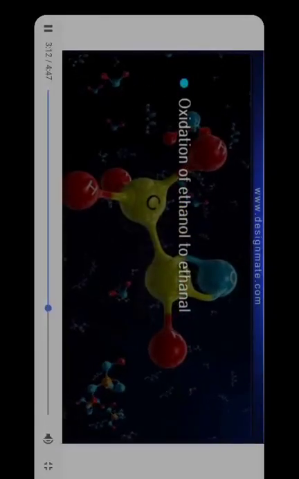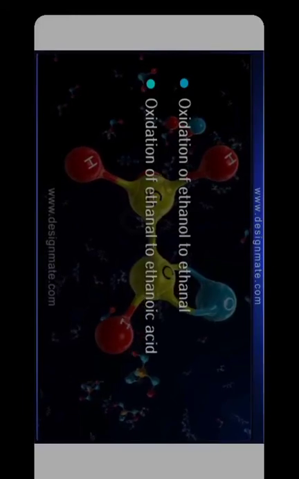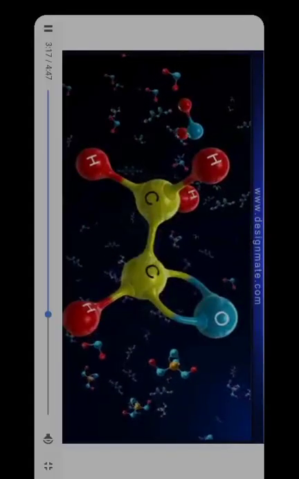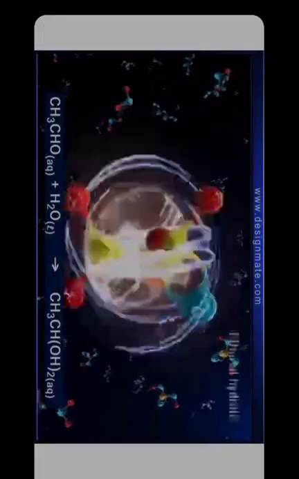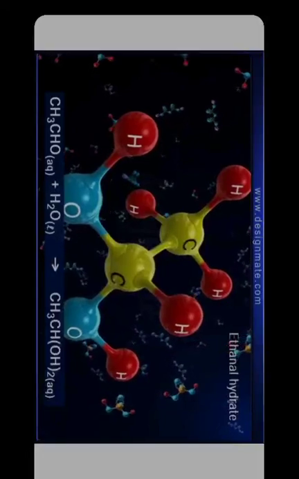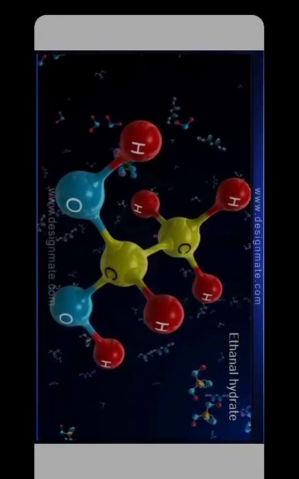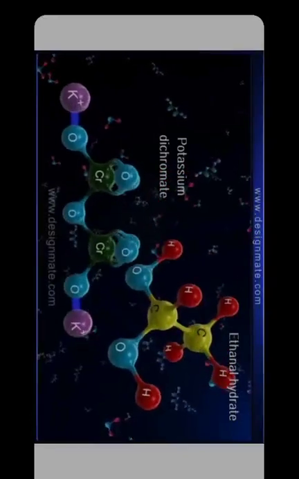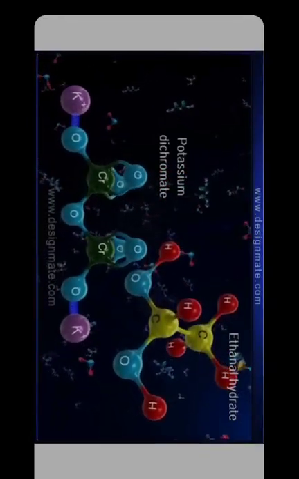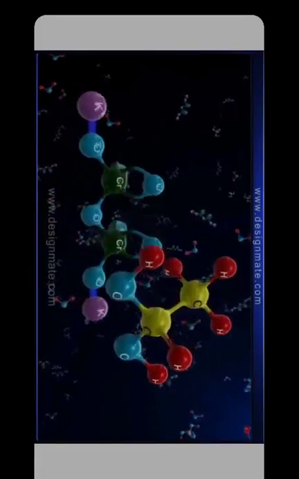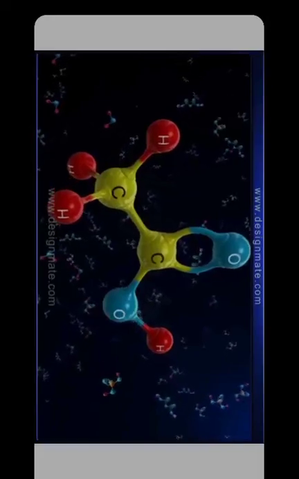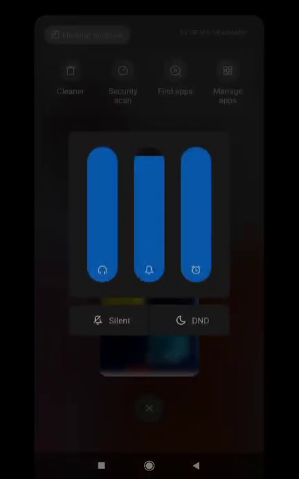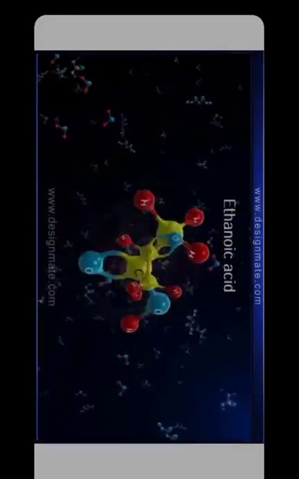The next step is oxidation of ethanal to ethanoic acid. Ethanal reacts with the water molecule to form ethanal hydrate. Ethanal hydrate is further oxidized to ethanoic acid in the presence of extra quantity of acidified potassium dichromate, following the similar mechanism as explained earlier in this video. Hence, we have observed that ethanol is first oxidized to ethanal and then to ethanoic acid.